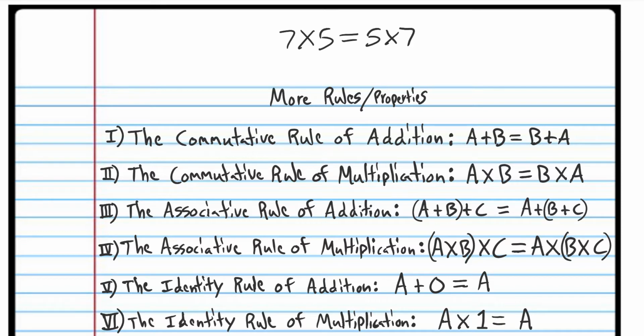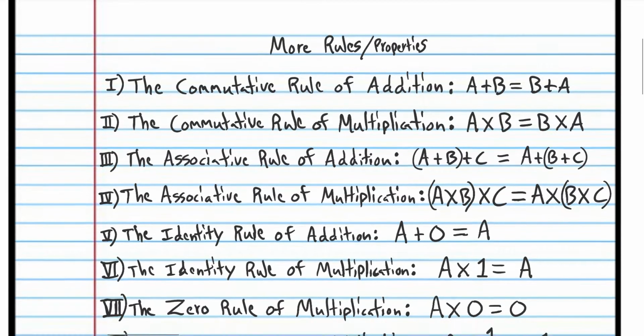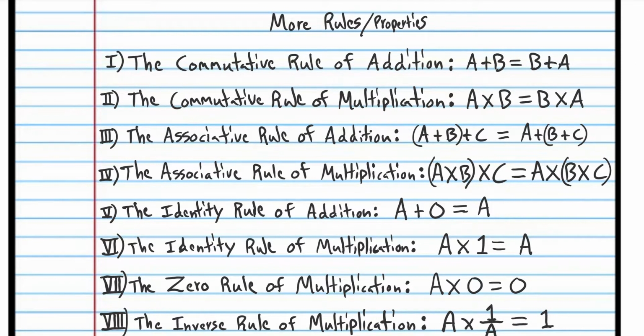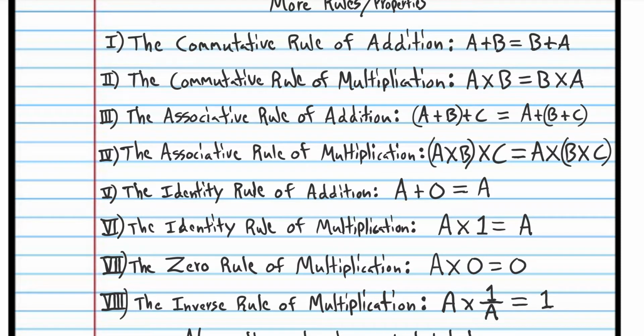So they both equal 35. So if you're multiplying or adding, you can change the order of the numbers. That's just a review of the commutative rule. Now we'll go to number 3 here, and also number 4. These are called the associative rules.